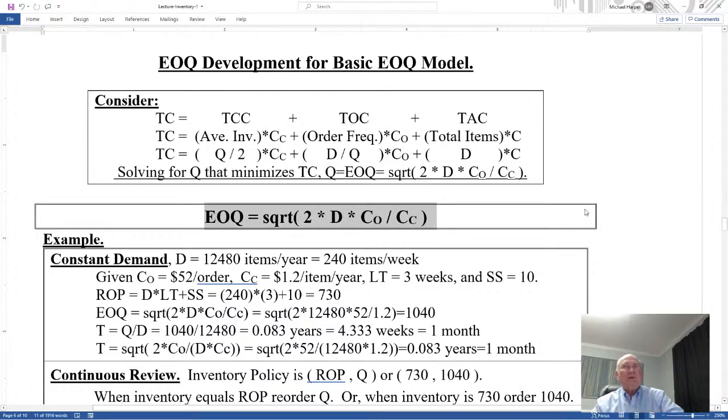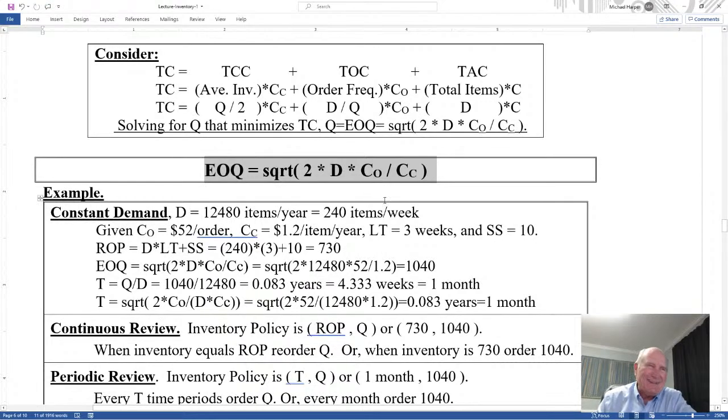You could probably do it in your head. The point is, you don't have to. It's the square root of 2 times your demand times the ratio of the ordering cost to carrying cost, and that will minimize this cost function. That's the concept you have to take away.